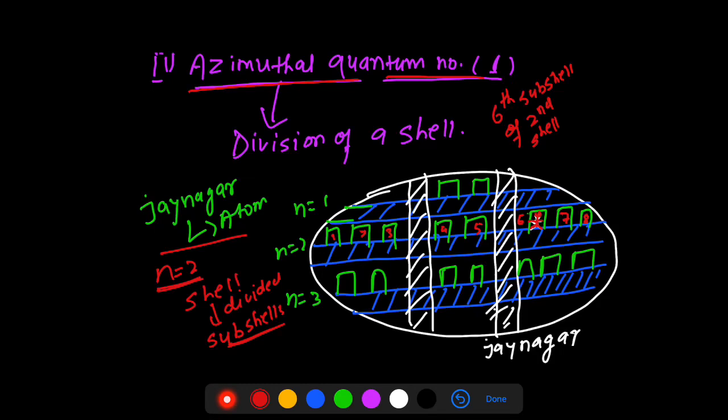Now, so this is what the subshells mean. This is what the azimuthal quantum number deals with, right? It deals with the division of a shell. It deals with how many subshells are going to be there in a particular shell. Different shells will have different numbers of subshells. What will be the number of subshells in a given shell will be indicated by this quantum number, the azimuthal quantum number. So let's see.